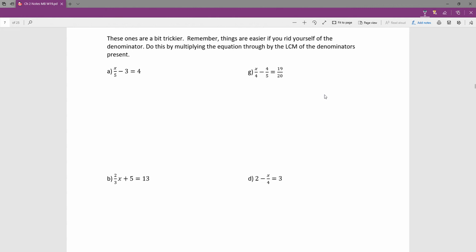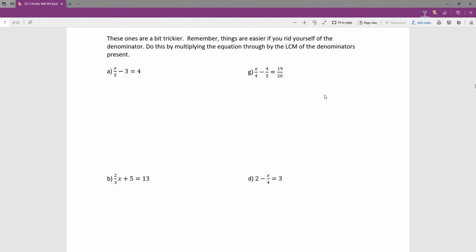So these ones really are a bit trickier. Remember, things are easier if you rid yourself of the denominator with that strategy that I was saying works all the time. You can do this by multiplying the equation through by the LCM of the denominators present. That's how you pick the number.